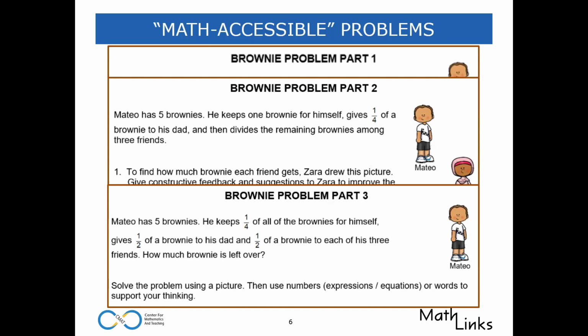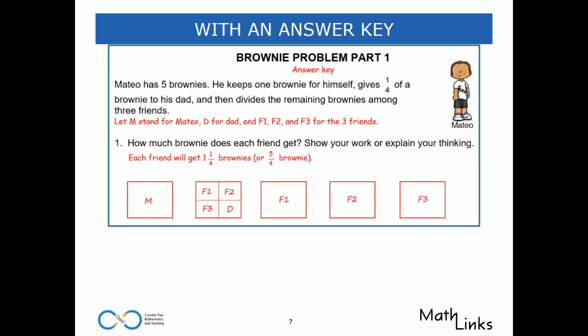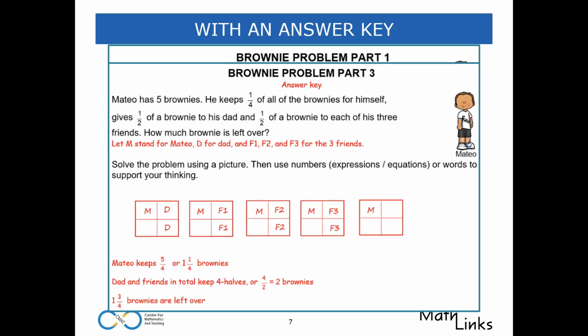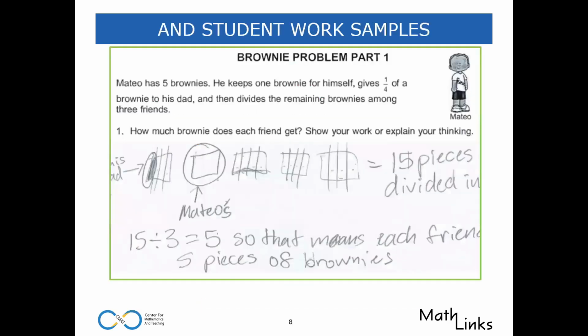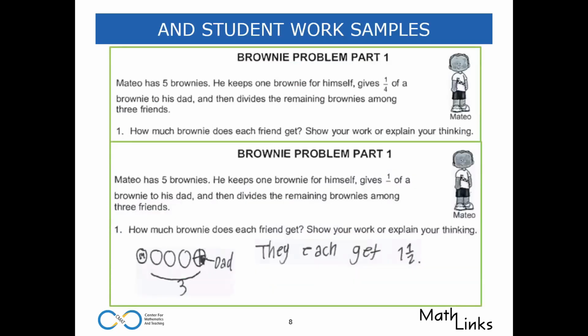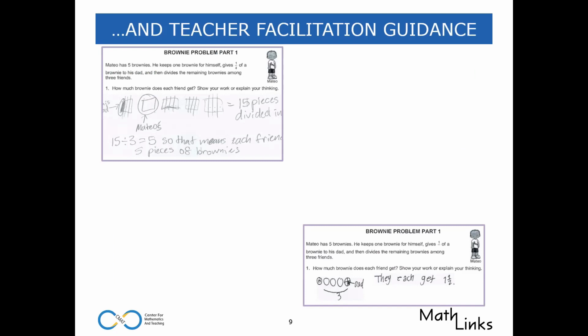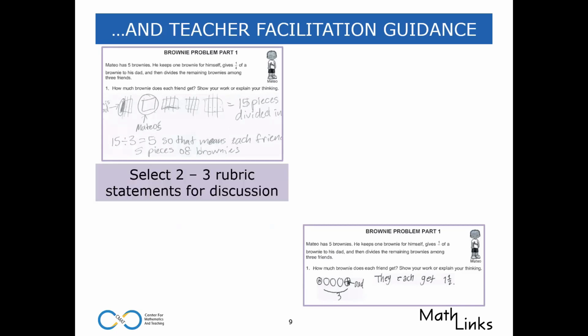The MathLinks rubric TE file has step-by-step directions for administering the problems and using the rubric with students. These problems come with answer keys in that same file. There are also student work samples for both you and your students to analyze with the rubric. We actually do not recommend using the entire rubric on every problem or task. You'll see our suggestion to select about 2 or 3 rubric statements for discussion at a time to help students get used to them.